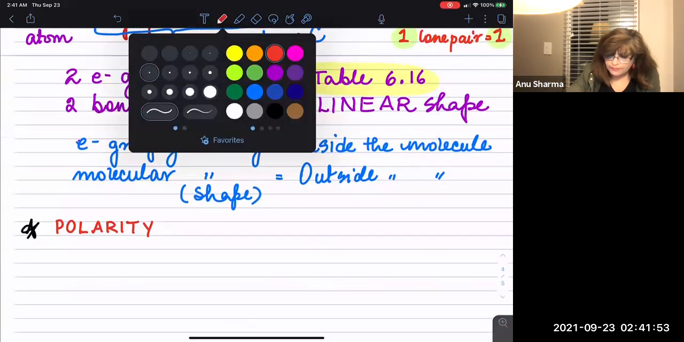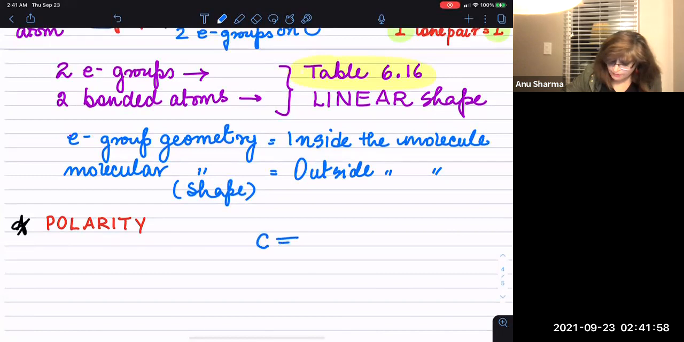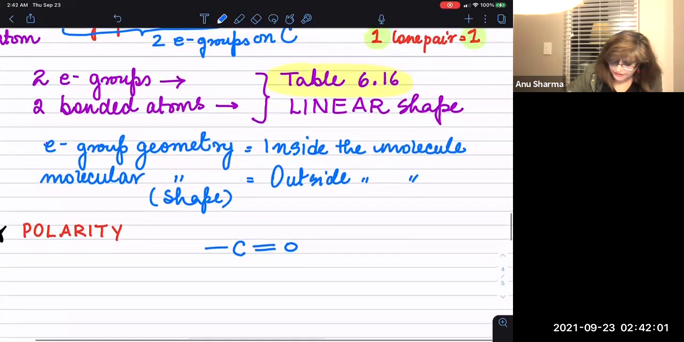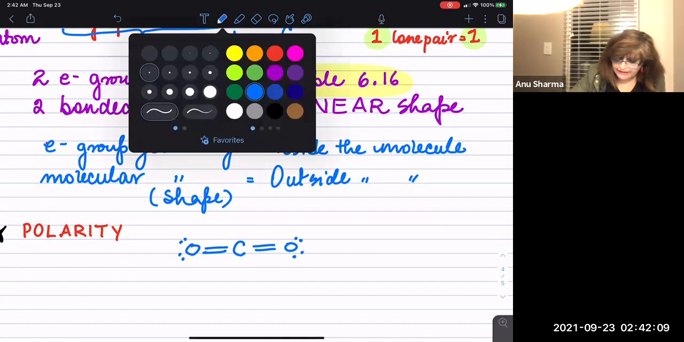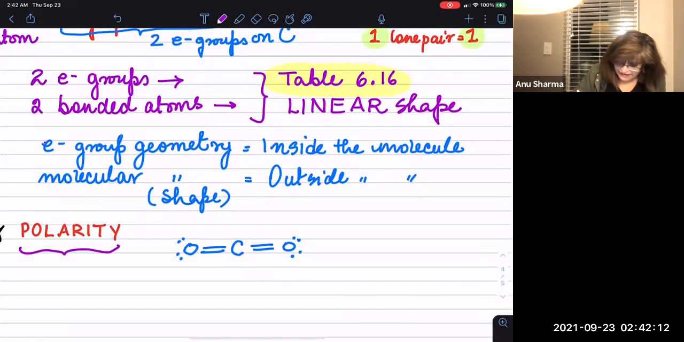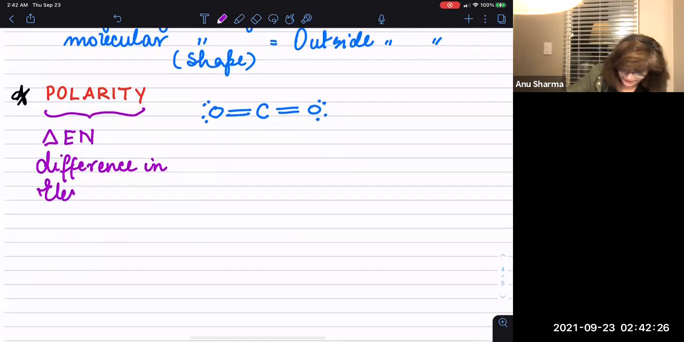Okay, so for the polarity, fine, this is carbon. This is the double bond with oxygen. This is the double bond with oxygen. And these are the lone pairs on the outside. So for polarity, what we look at is the difference in electronegativity, and that's going to be on either side.